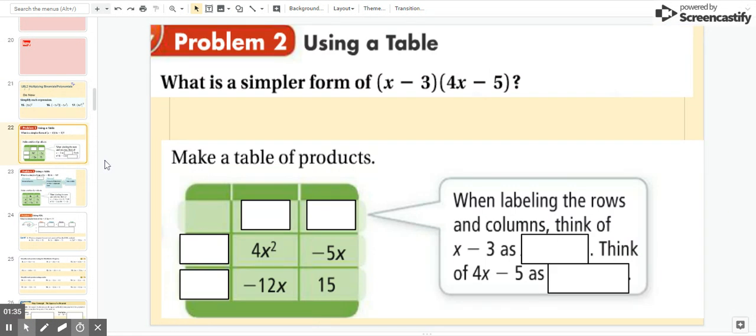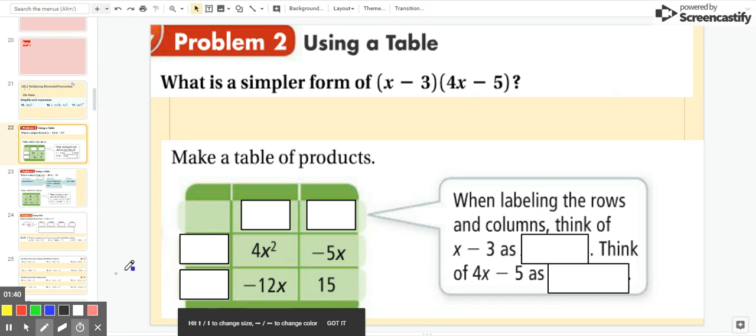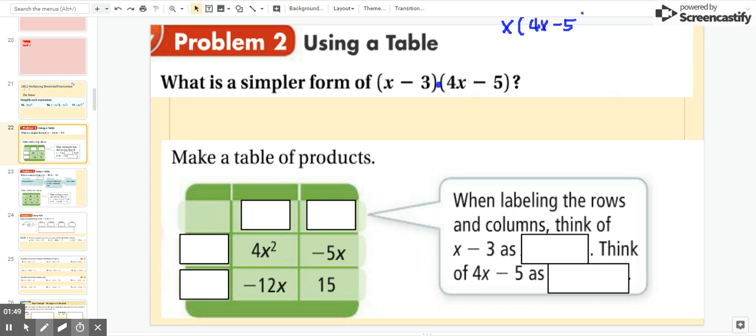Alright, so now we're going to multiply binomials, which is x minus 3 and 4x minus 5. When you multiply these two, if you multiply just x by 4x minus 5, then you just do the distributive property, right? But what if there's another term? What if it's a binomial, not a monomial? So you can make a table of products. This is strategy 1. I'm going to introduce 2 strategies. You need to choose one of them. You don't need to do both.